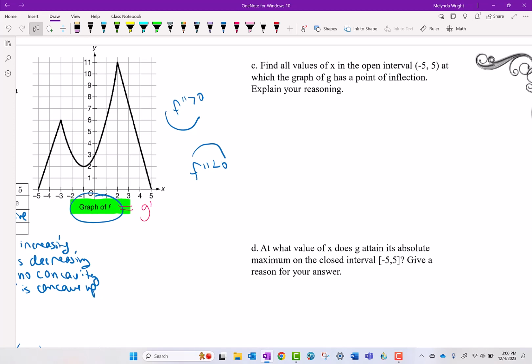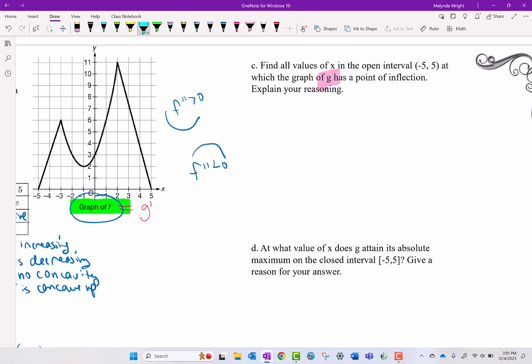Okay, and they're asking us here about G. So find all values of x in the open interval at which the graph of G has a point of inflection. Explain your reasoning. Now let's remember here, points of inflection are when concavity changes. When concavity changes. And so that's G prime. We can't visually look at concavity, but if you recall, if G prime changes from increase to decrease or decrease to increase, then we've got an inflection point. That's a change in concavity.